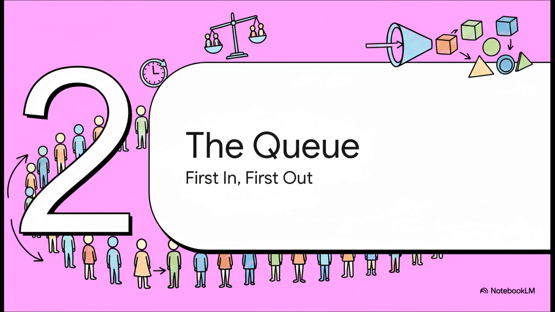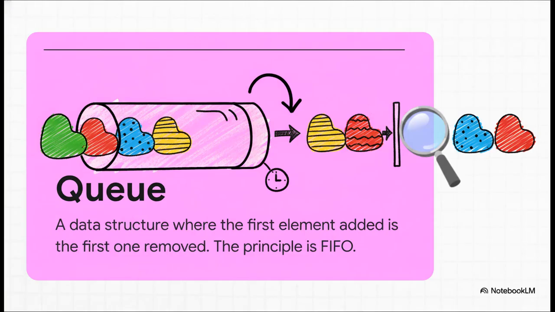Okay, now let's meet our second concept, which builds a totally different kind of order. This is the queue. And if a stack is all about last in, first out, a queue is the total opposite. It's all about fairness, about taking your turn. The big rule here is FIFO, first in, first out. Whatever goes in first is guaranteed to be the first to come out.